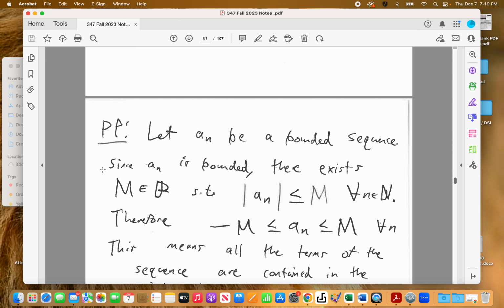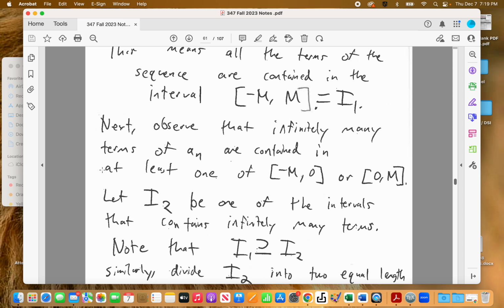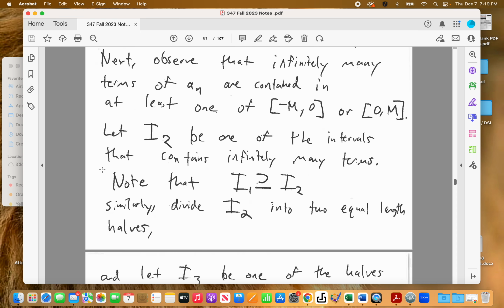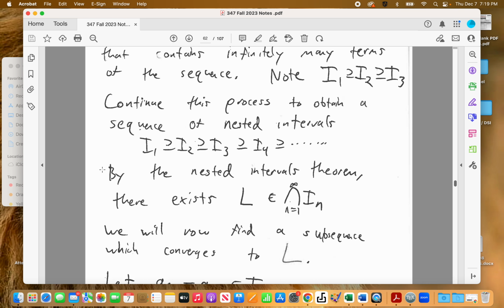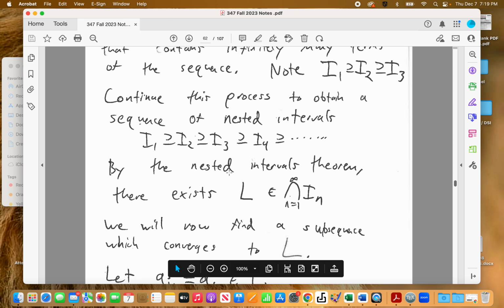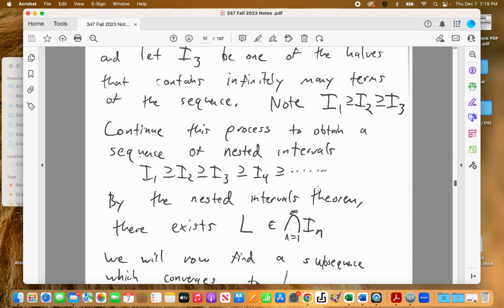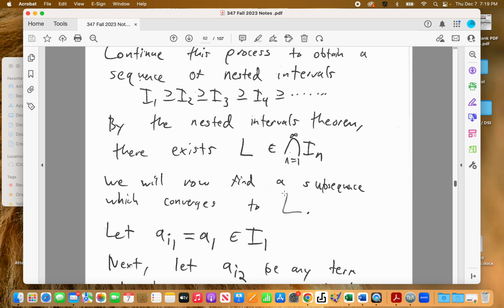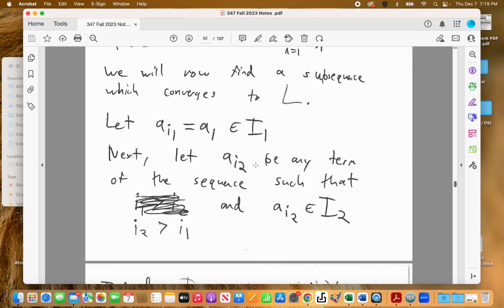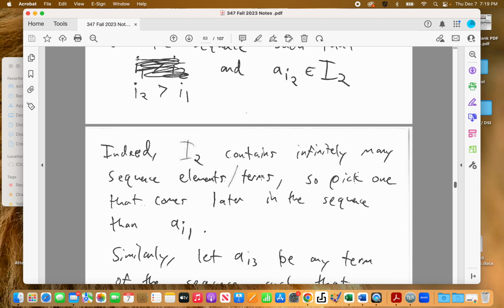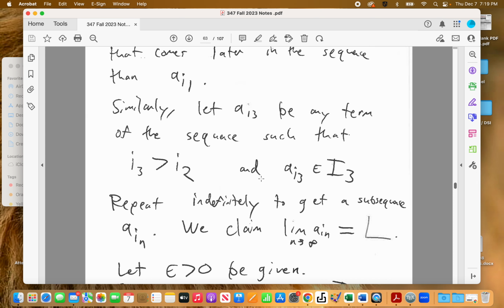You start with this bounded sequence. You had to make use of this nested intervals theorem to get this limit. So explain all this process to me. Where did these intervals come from? All of that. Now to find the subsequence, again, you go back to the intervals to get your subsequence. Just sort of explain this process to me.